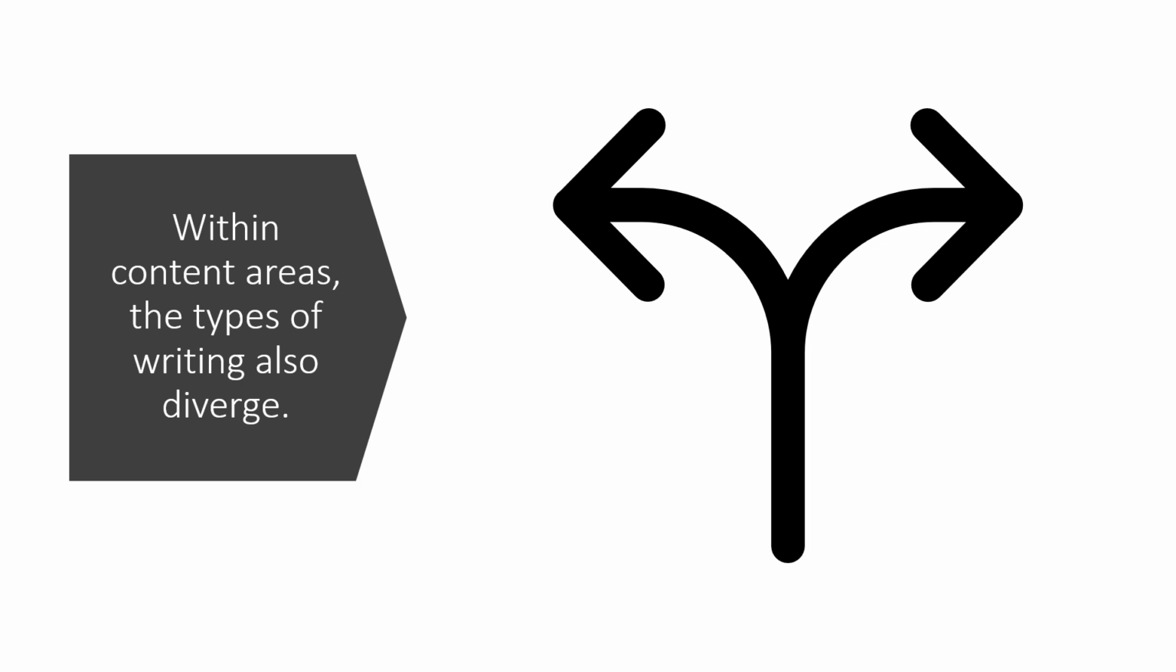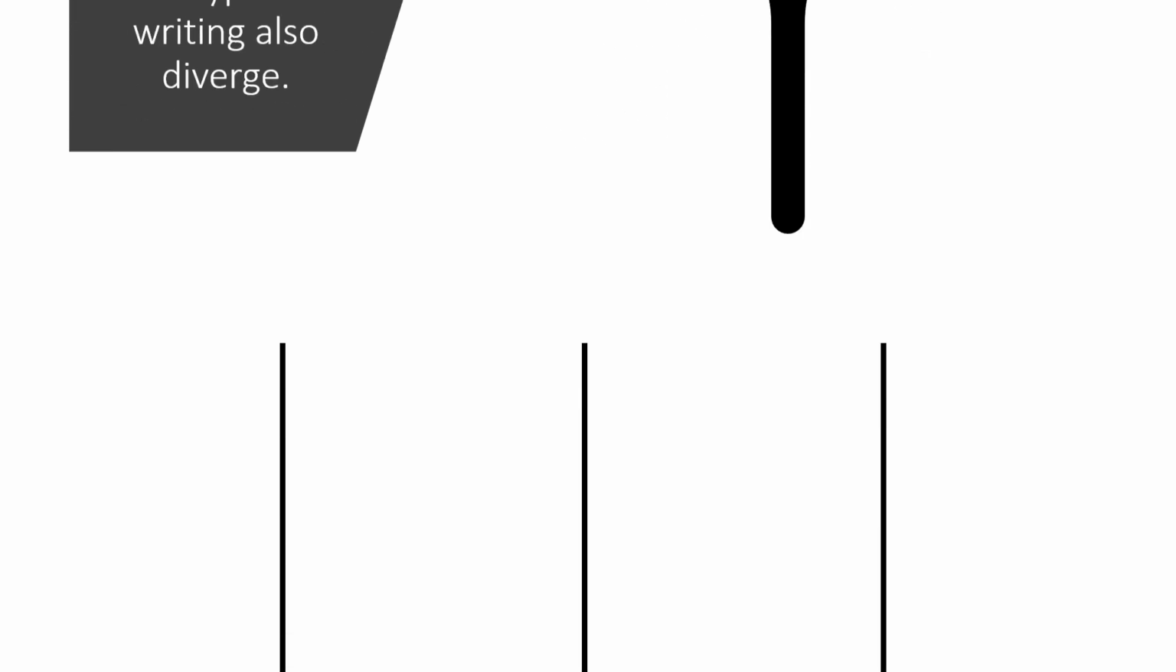However, while some writing to learn strategies are easily transferred across disciplines, it should be noted that within content areas, the types of writing also diverge. Each content area has its own specialized forms and structures, each one having its own unique style and points of emphasis. Let's see how a student may be expected to write across content areas in a single day of high school.